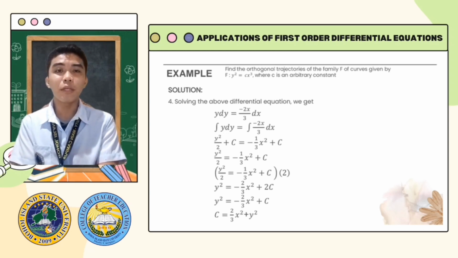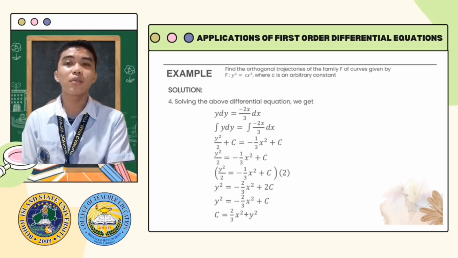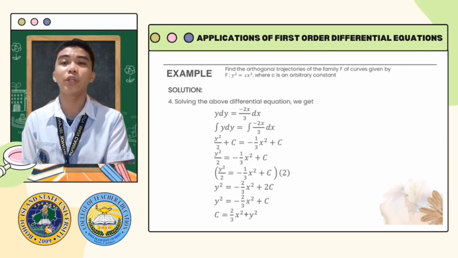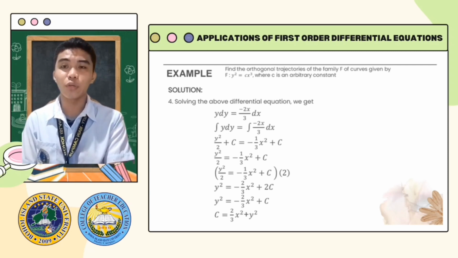So just simply transpose the equation. We get 2/3 x squared plus y squared is equal to c, which is the orthogonal trajectory of the family of curves given by y squared is equal to cx cubed.